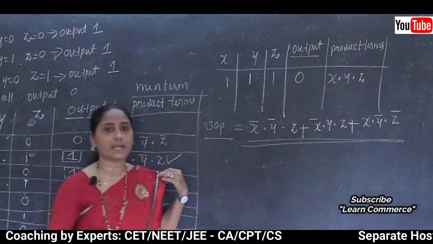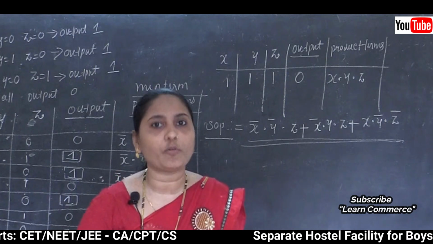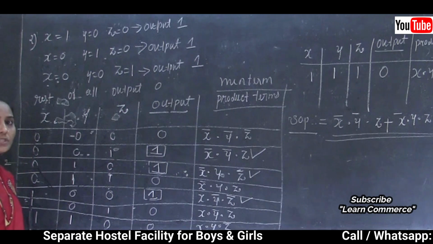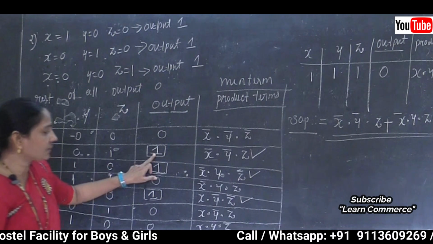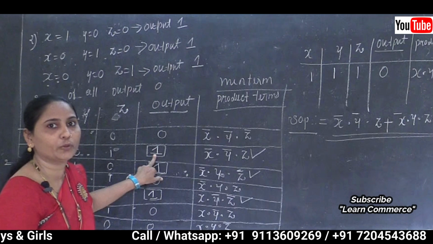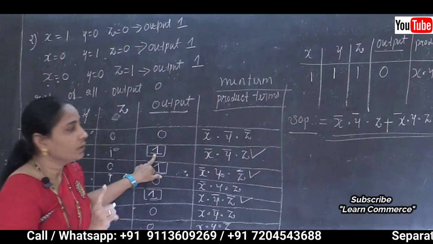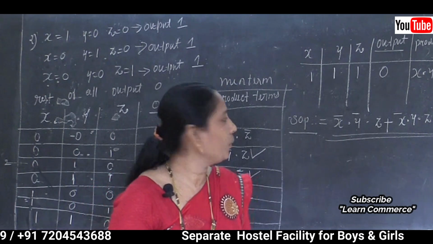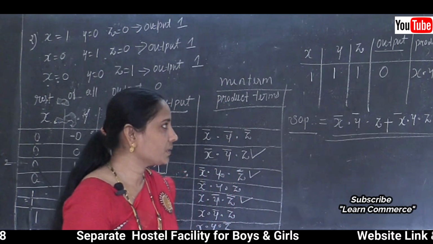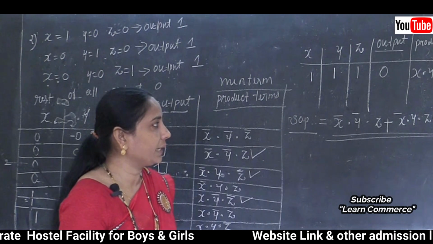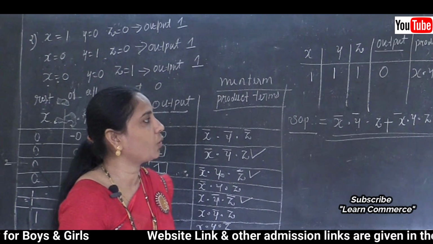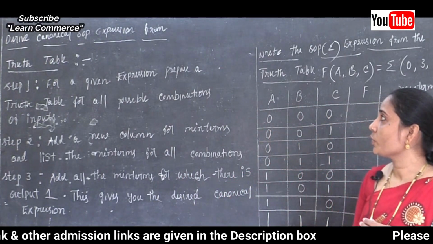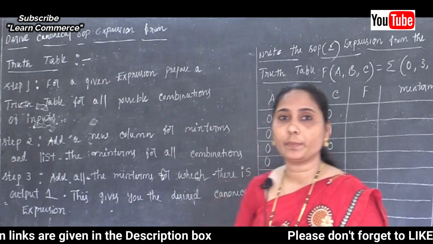That means finally we can say that adding all the terms for which the output is 1 forms the SOP. Clear this point here? So lastly, adding all the terms for which the output is 1 gives the SOP: x complement y z plus complement x y z plus x complement y complement z. Next thing, derive canonical SOP expression from truth table.